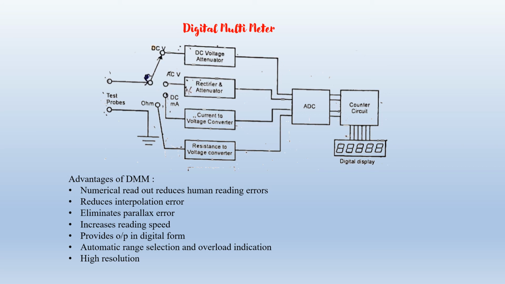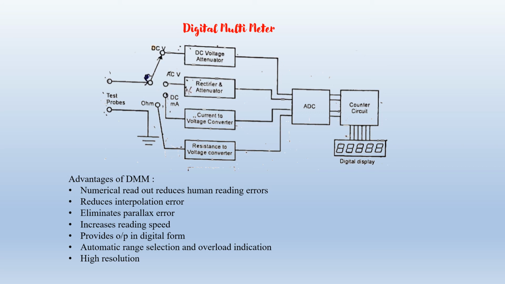The last one is for resistance measurement. For resistance measurement, a known current produced by a constant current source is passed through the resistance under measurement. The voltage drop across the resistor is applied to ADC. This produces a reading that is proportional to the unknown resistance.